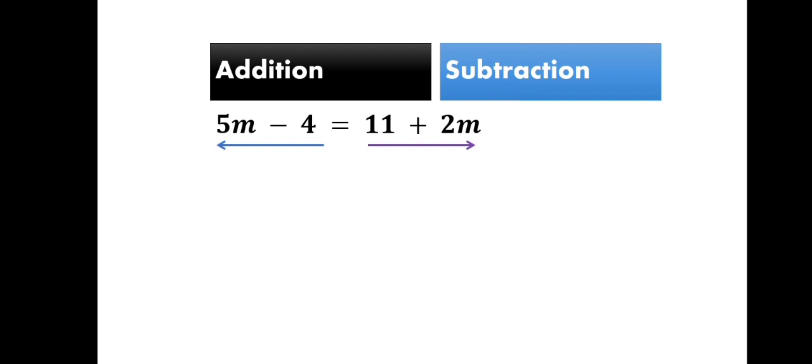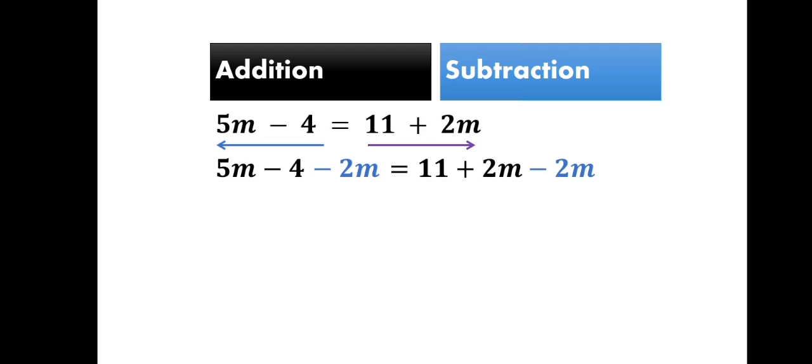Now 11 has an invisible positive sign, because there's no visible negative sign. And 2m possesses the plus that is in front of it. So the first thing we're going to be doing is solving for the unknown, which is the variable. We want to remove plus 2m from our right-hand side. To do this, we have to introduce the opposite of plus 2m, which is minus 2m, to both sides of the equation.